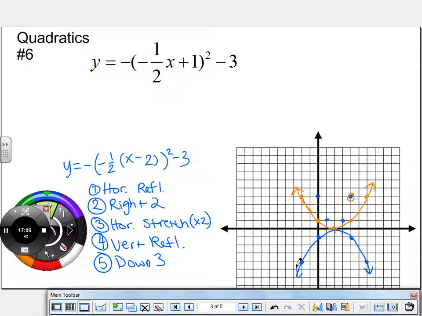So there's how it looks after our vertical reflection. And the last thing we want to do is move everything down 3. So take your whole graph and just shift everything down 3 units. Then you'll have your final function.